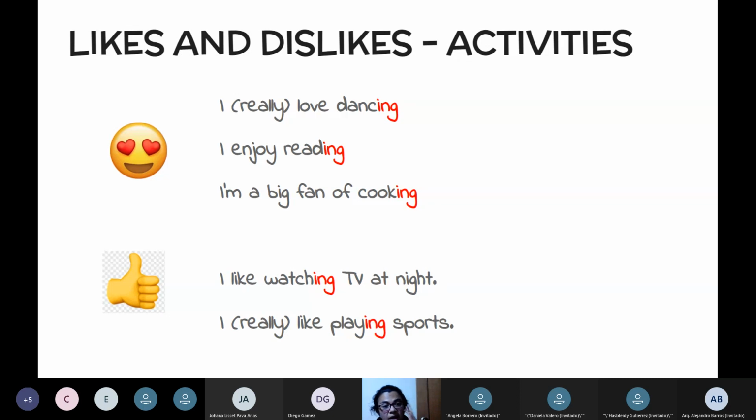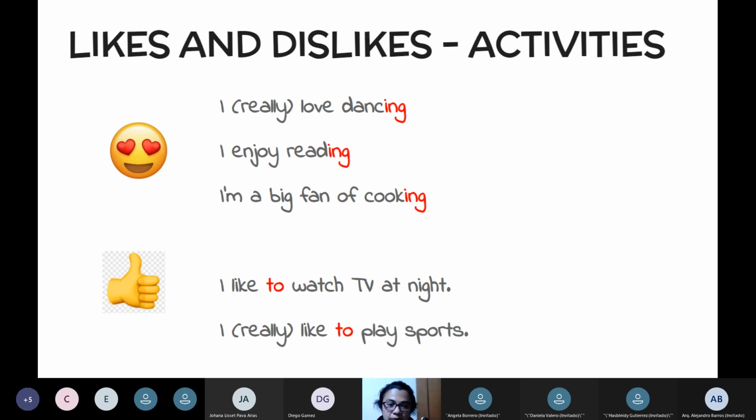Okay? And if we like something again, we can use I like watching TV at night, or I really like playing sports. So in this case, the activity is going to go with ing, all right? So we are not going to say things like I love dance or I like watch TV, I like watching. It has nothing to do with the present continuous. It's not an activity you are doing at the moment. It's just the way we express that in English, okay?